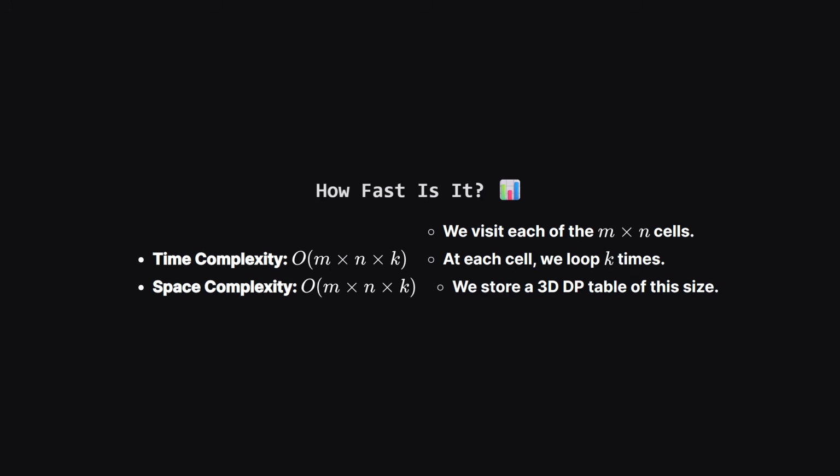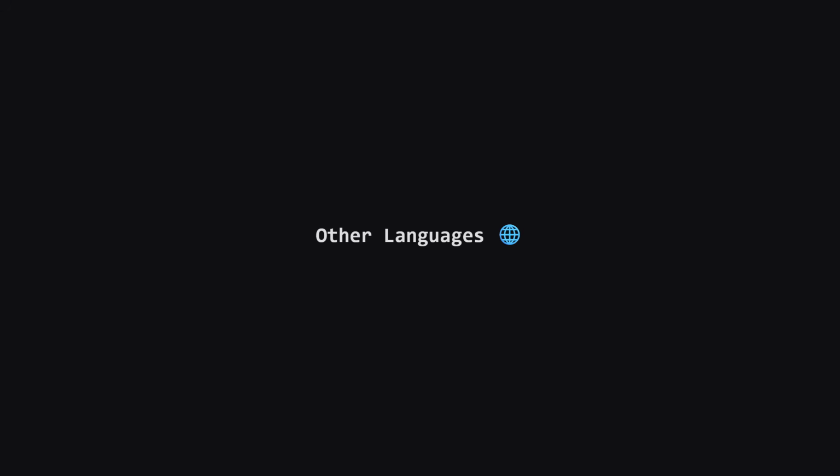Inside that loop, we iterate through k possible remainders. This gives us a total time complexity of big O of m times n times k. For space, we create a table of the exact same dimensions, so our space complexity is also big O of m times n times k. Given the constraints, this is efficient enough to pass. Alright, that covers the main solution in Python.